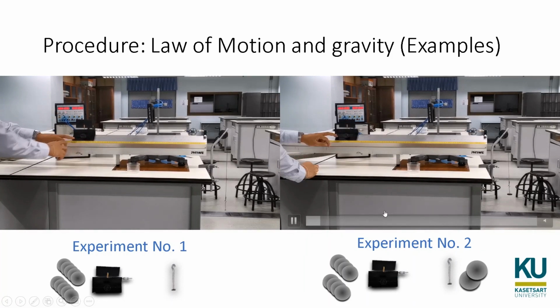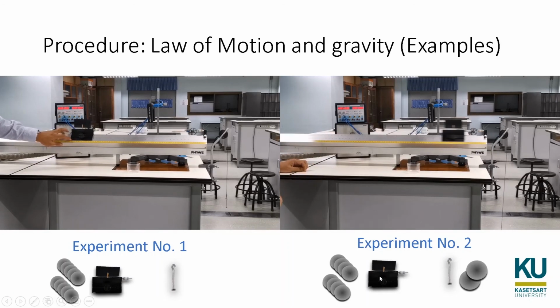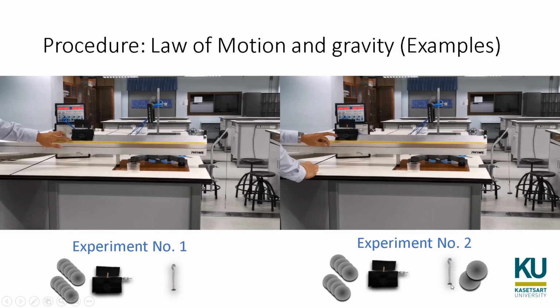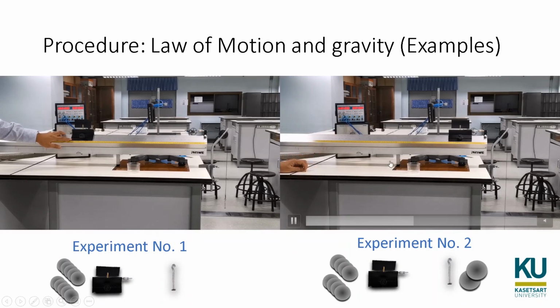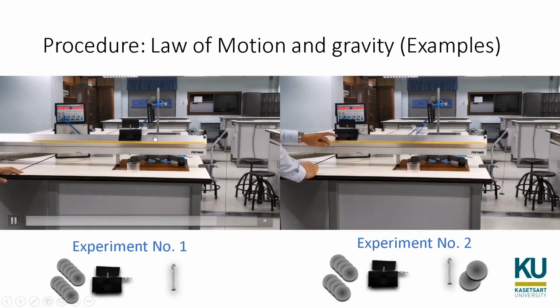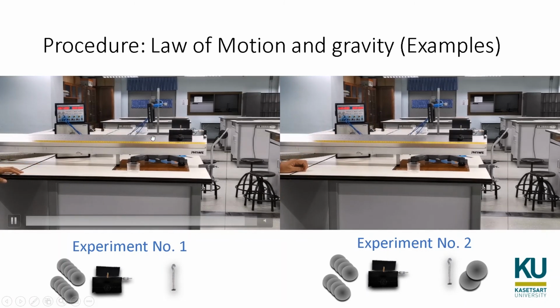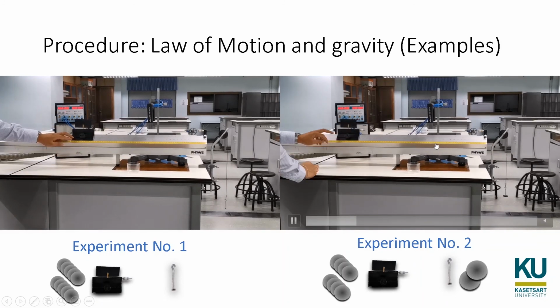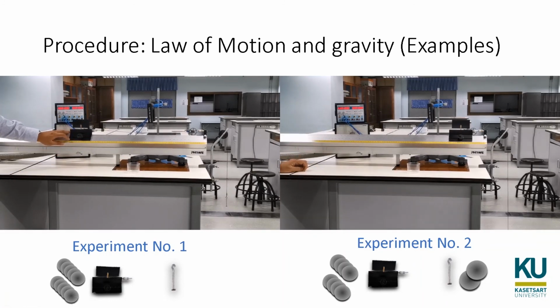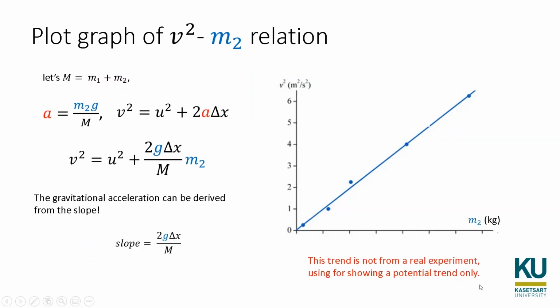For experiment number 2, you take 2 loading weights off the glider and put them on the hook, and then you release. You can see it's much quicker. This is how you compare the terminal velocity on the first condition to the second. By doing these experiments, you will have the terminal velocity for each weight you load. With this, you can plot the relation.